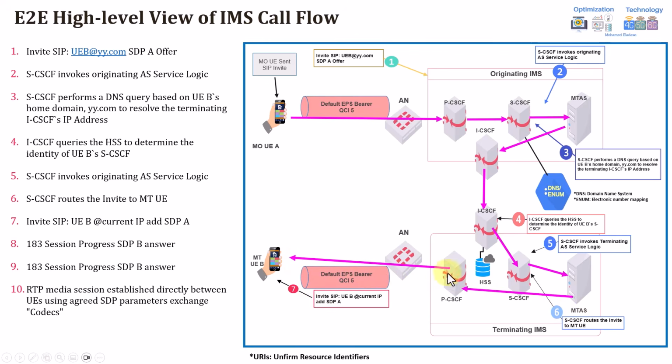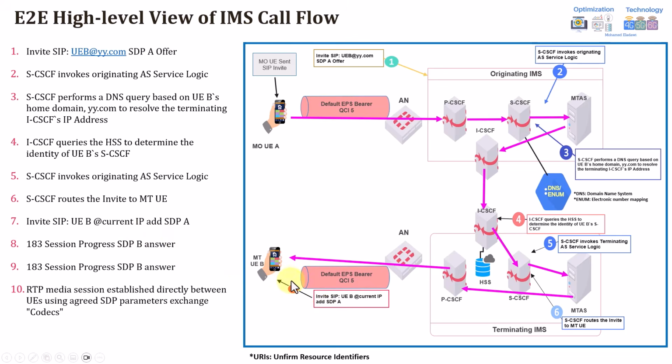This will be routed here, and now this same invite will include user B and his current IP address, and the SDP offer which was sent from user A. For example, user A is sending that this is a media call, and this is the codec I support. Now what needs to be done from user B? User B needs to check and send his own SDP offer as well, which is his codec. He needs to say, I'm supporting this codec as well. This is a codec negotiation.